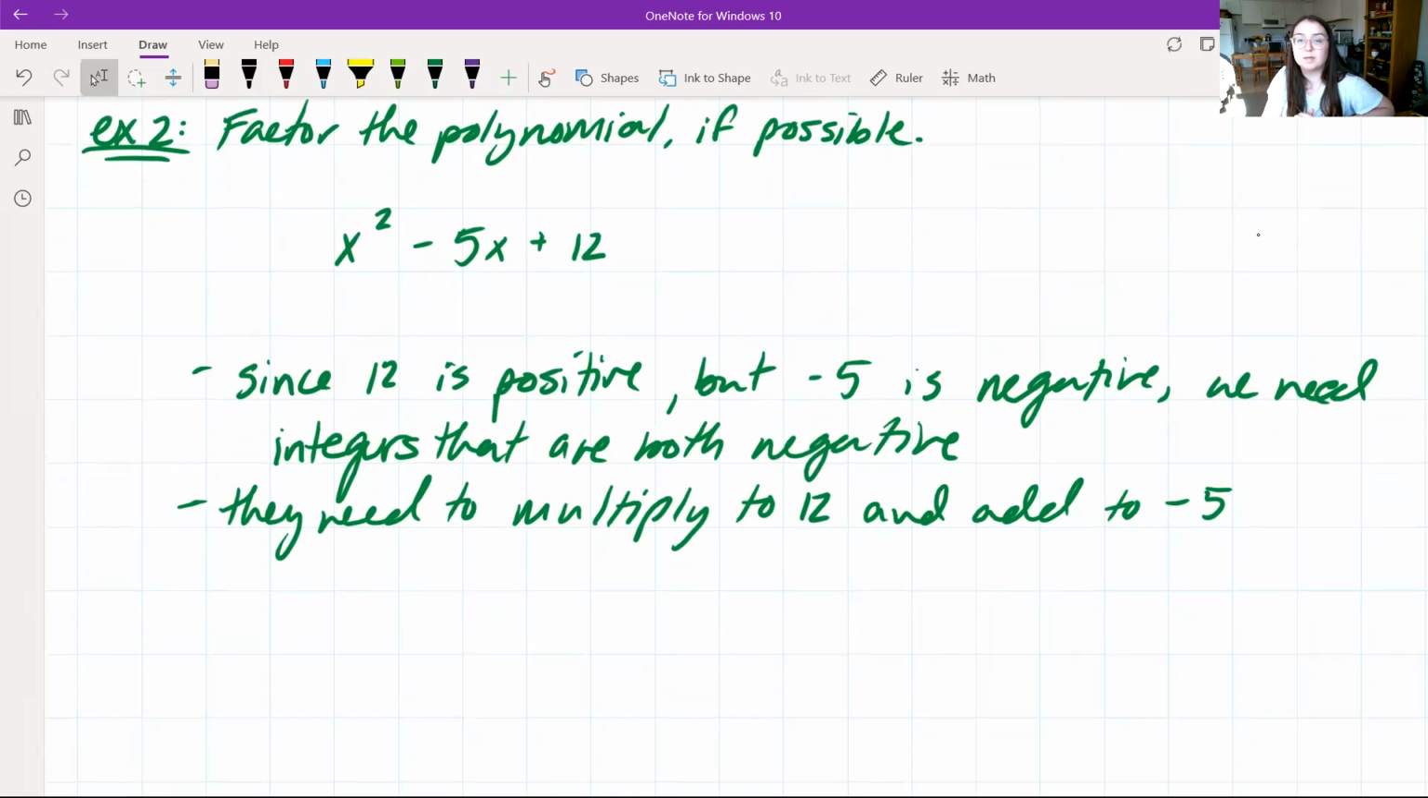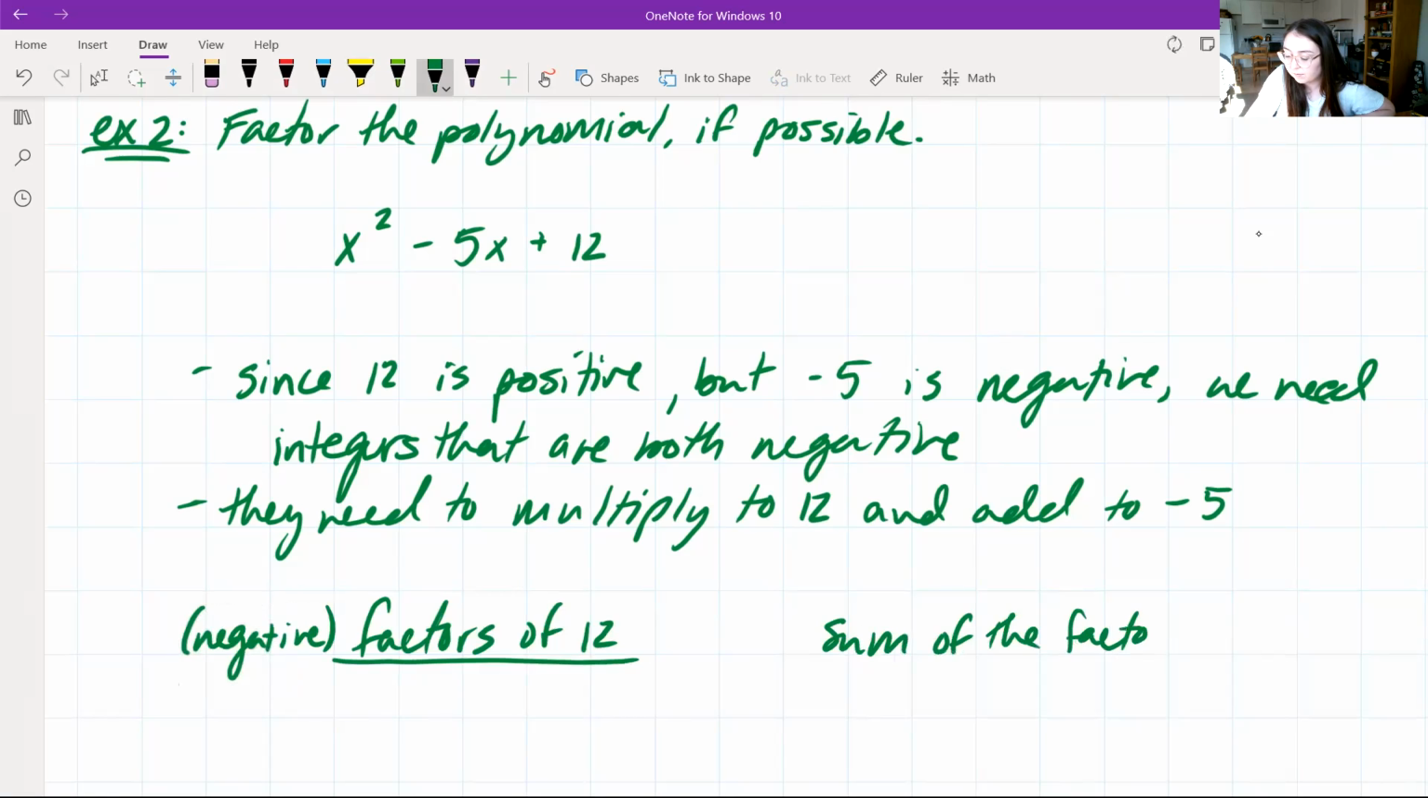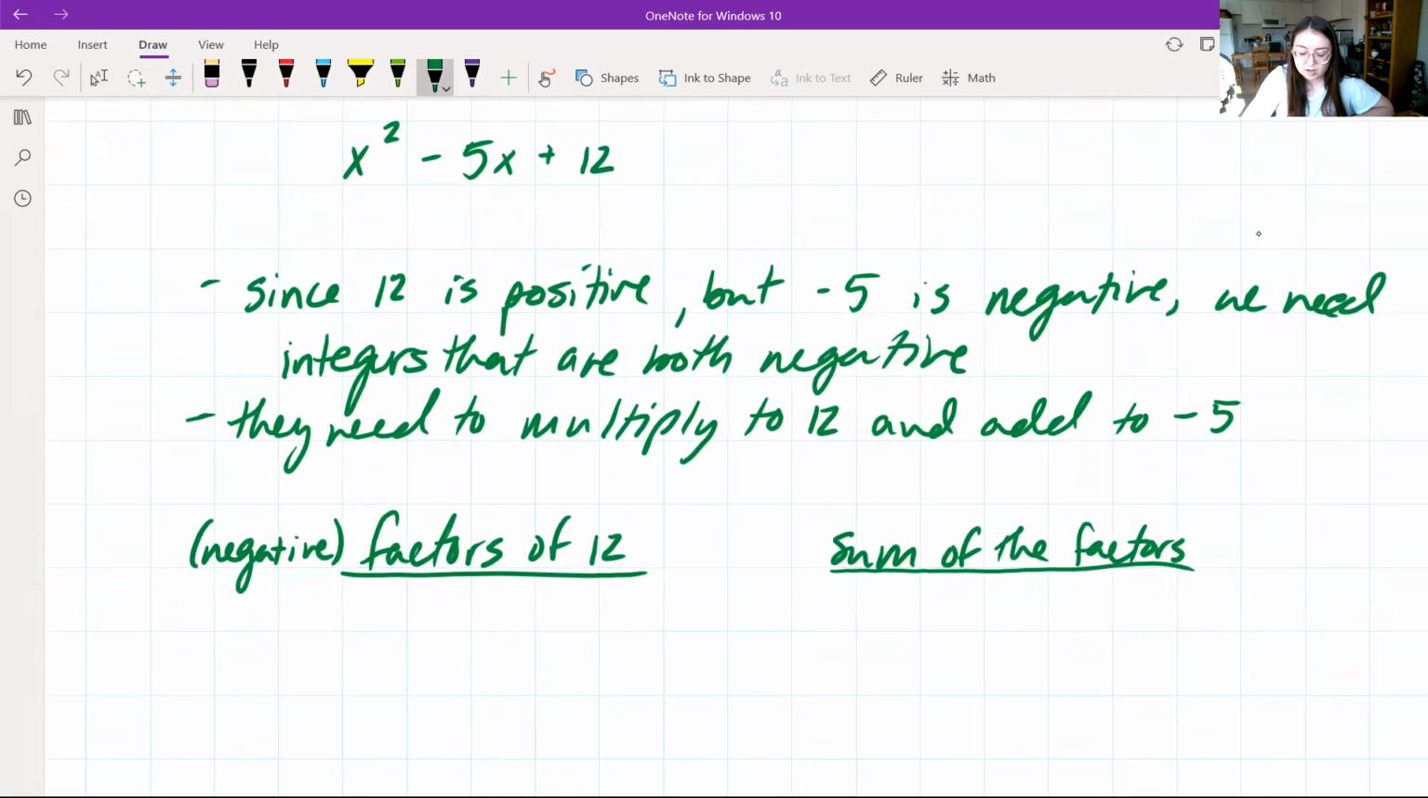So let's go ahead and set up some tables like we did in our last problem. We want to find factors of 12, and we're looking for negative factors. So negative factors of 12, and then we're looking for the sum of the factors. Our negative factors of 12 are going to be something like negative 12 and negative 1, negative 6 and negative 2, and negative 3 and negative 4.